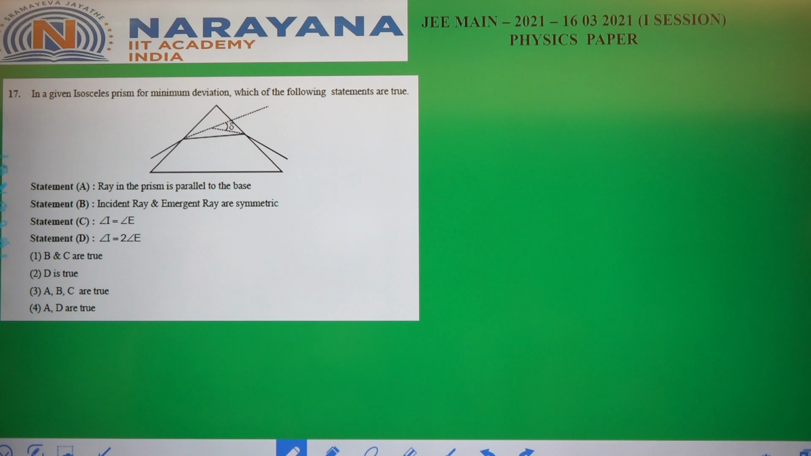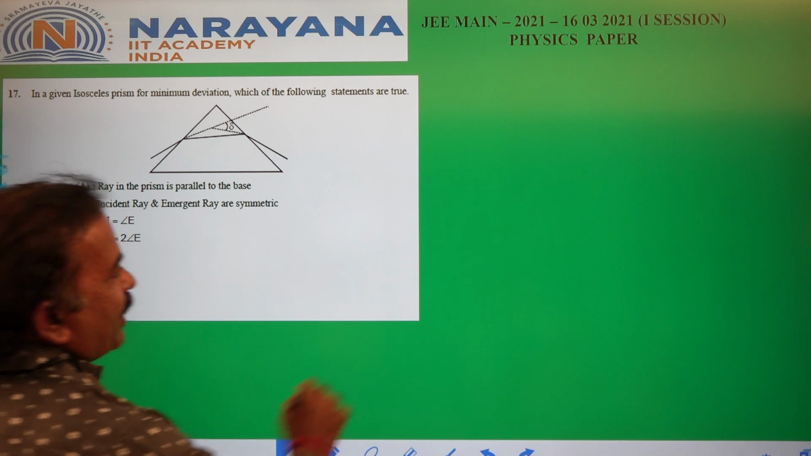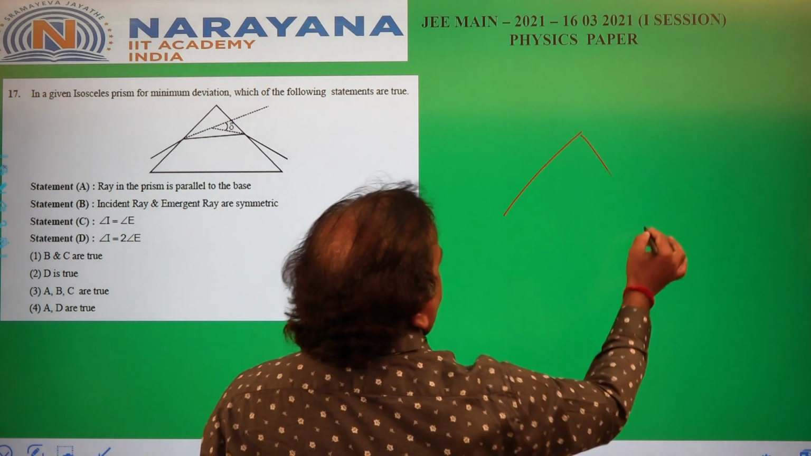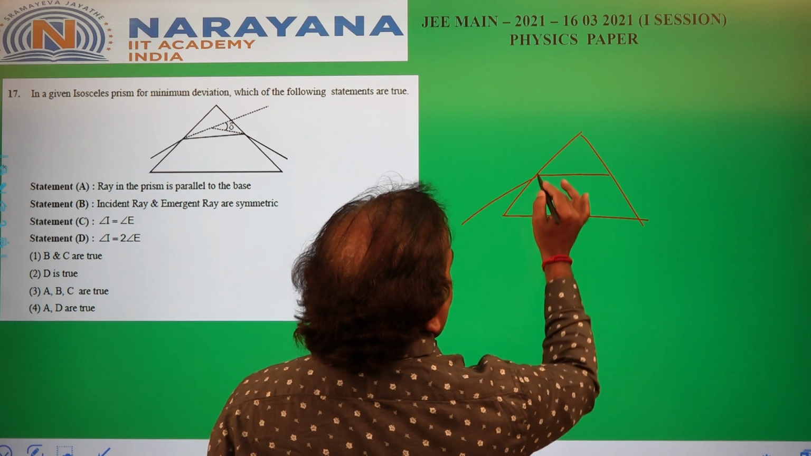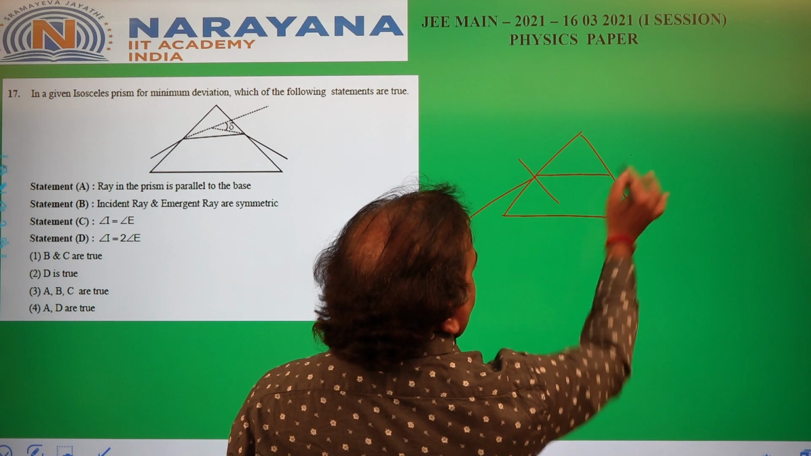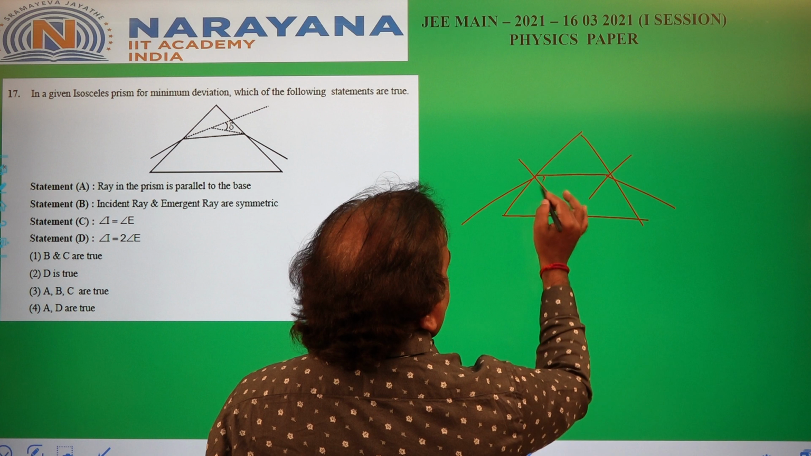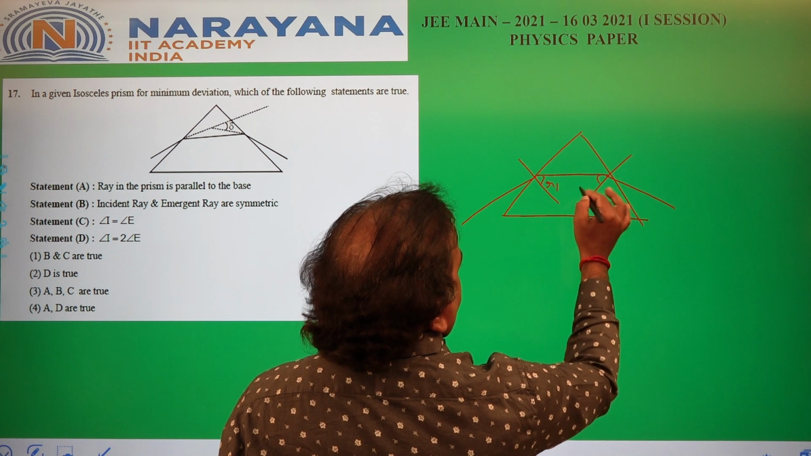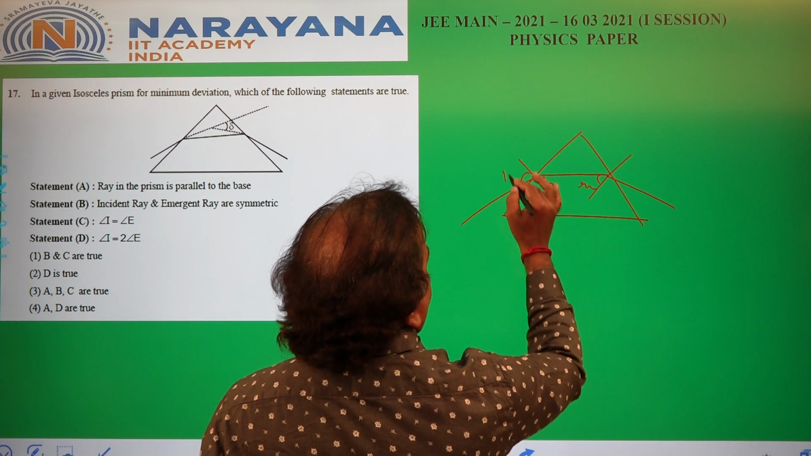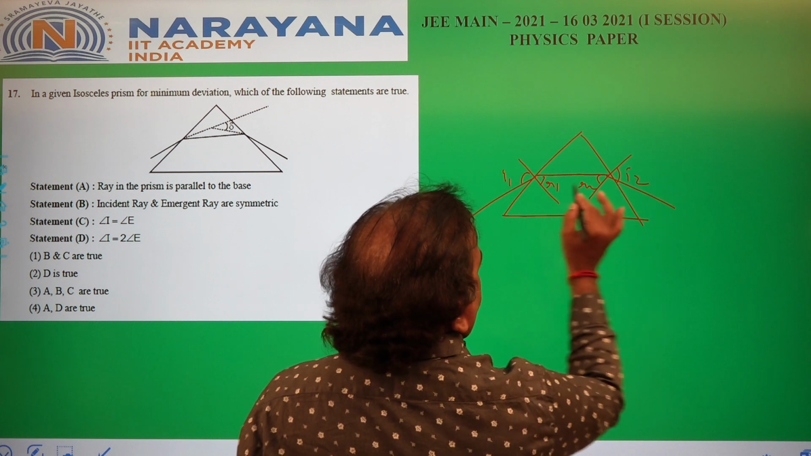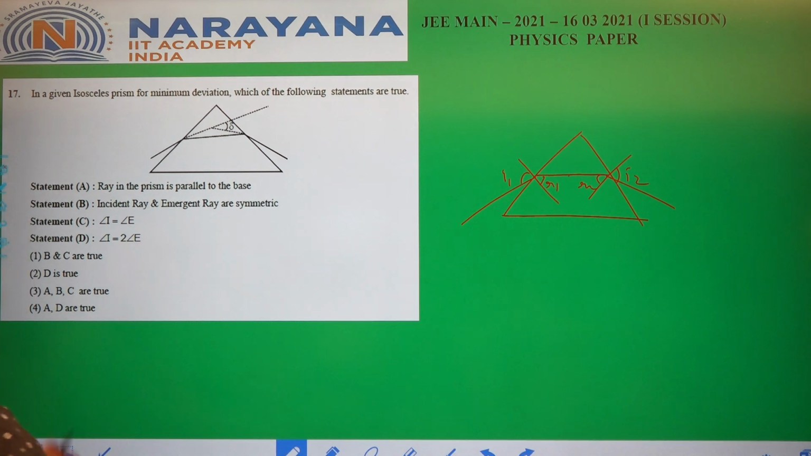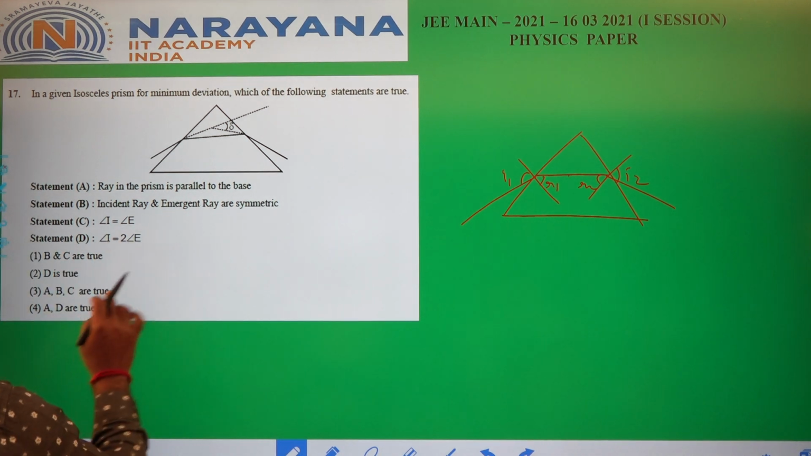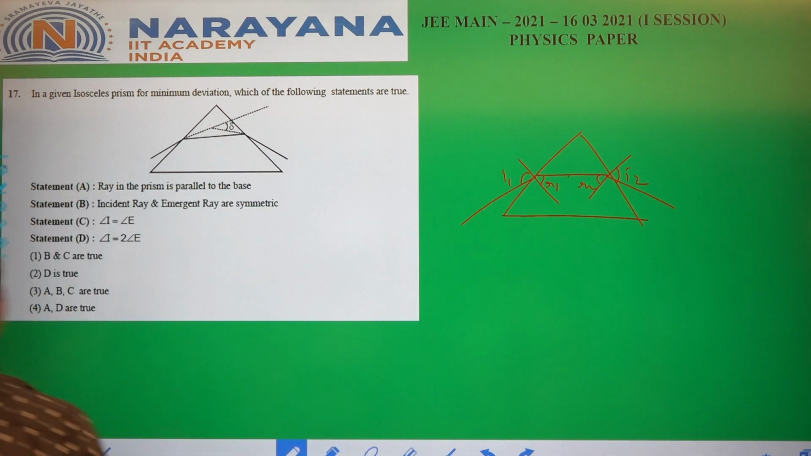In a given isosceles prism, for minimum deviation, the refracted ray should be parallel to the base. So this is refraction at the first surface, refraction at the second surface. This is I1, this is I2. The refracted ray should be parallel to the base. Check for the options. Is the ray in the prism parallel to the base? Yes, the ray in the prism is parallel to the base.